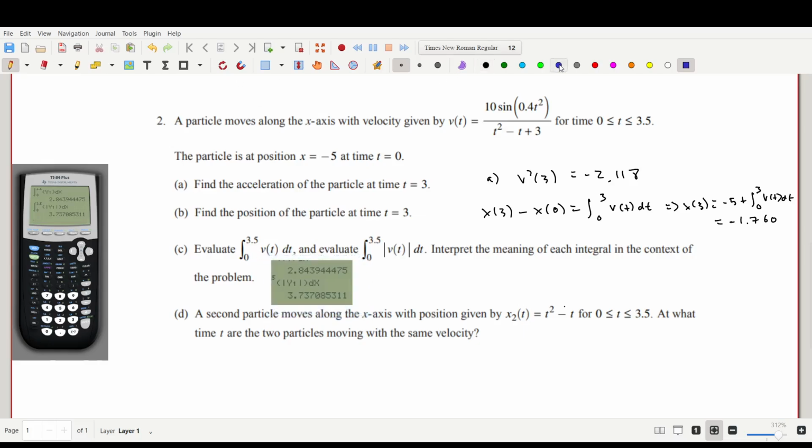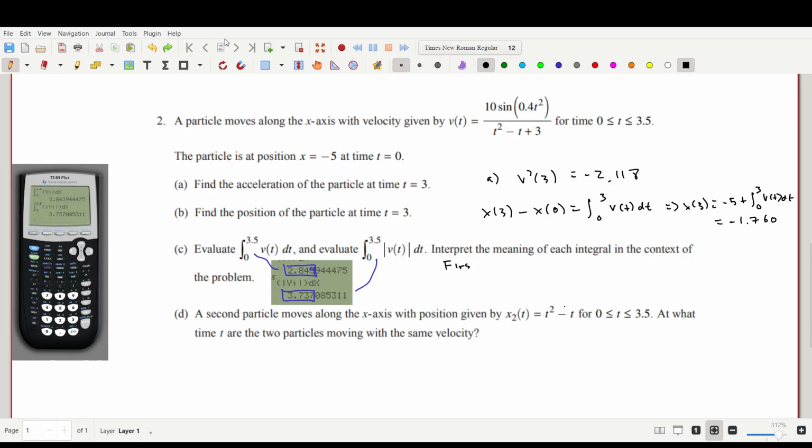I'll just box the correct one. So that one is, I would call that 4, I guess. I like to round. And this one would be this one, which is that. Okay. Interpret the meaning. The first one is a displacement.